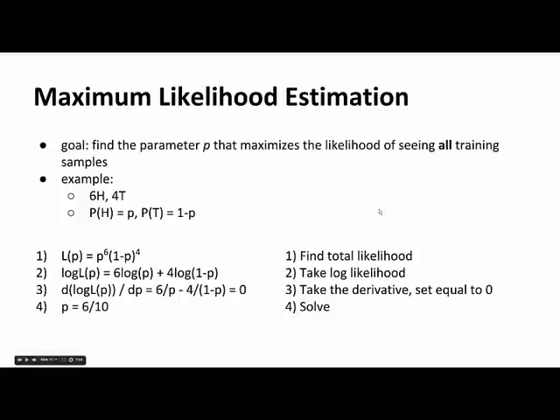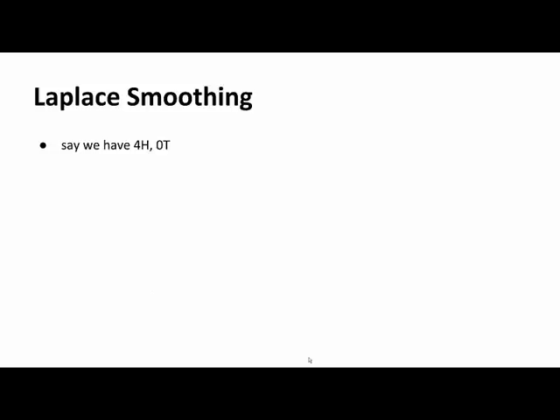So these general steps are going to work for any maximum likelihood problem that we see, not just one that looks like this. Okay, so this is how we're going to estimate the probabilities for our naive Bayes model with these maximum likelihood estimations. All right, so moving on, let's talk about Laplace smoothing.